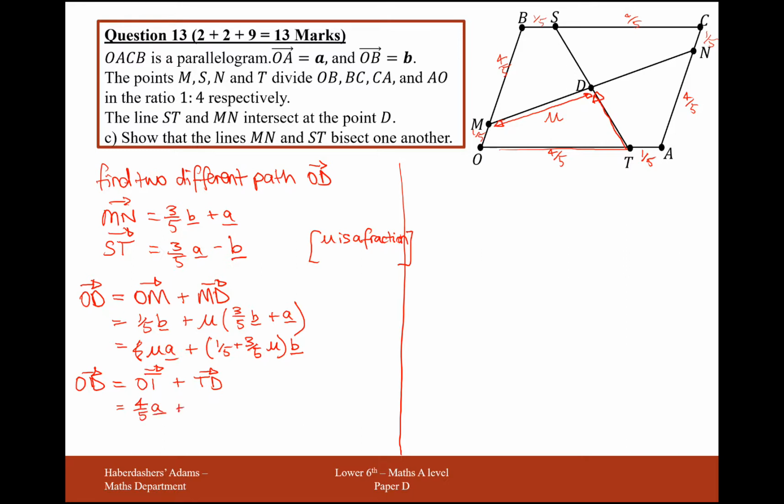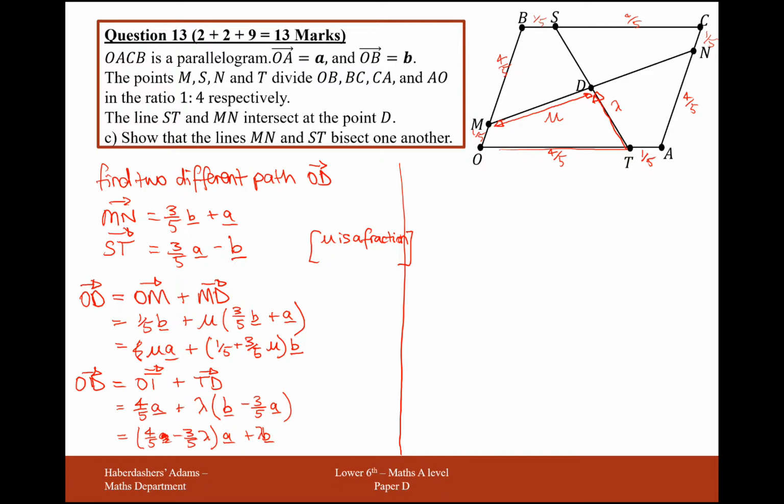And then we're going to add on T to D, which is some fraction, we'll call it lambda, of the vector from T to S. Now if we've gone from S to T here, the way we go from T to S is we can just negate things. So it's going to be B minus 3/5 A. Okay, so this is going to be 4/5, simplifying it. 4/5, take away 3/5 lambda A plus B lambda B.